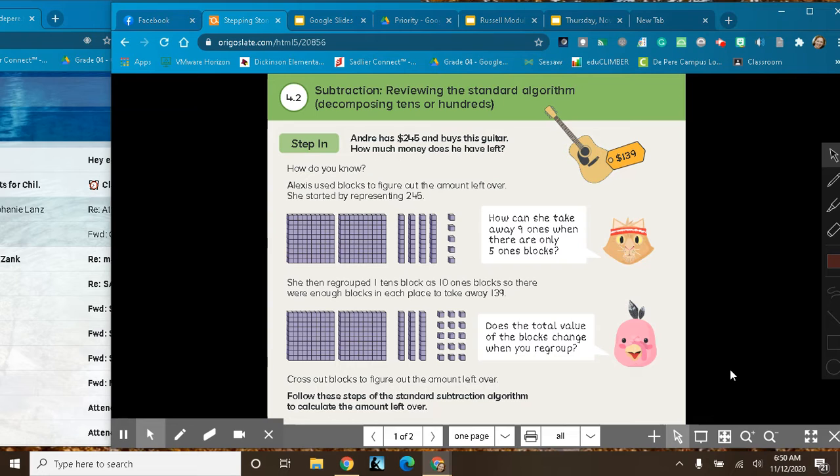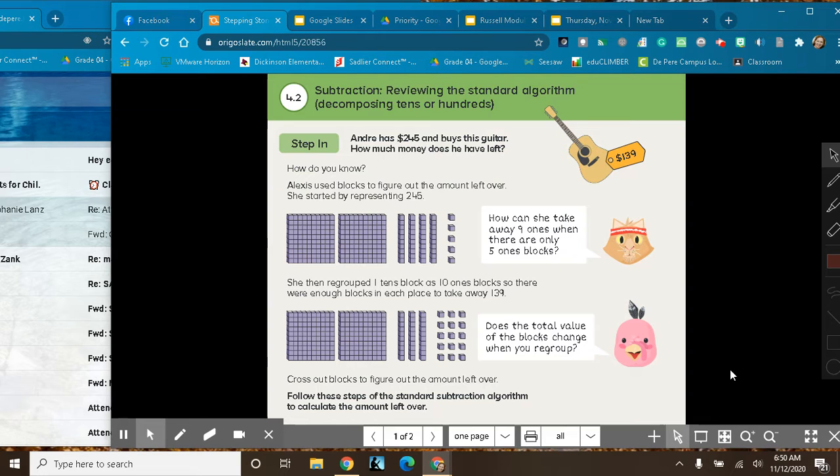Sometimes a visual with building things with base 10 blocks can really help you understand decomposing, and that you're not just borrowing 1 when you can't subtract in the ones place and you go over. I always call it knock on your neighbor's door to borrow. You're not just borrowing 1. Okay, so Alexis used blocks to figure out the amount left over.